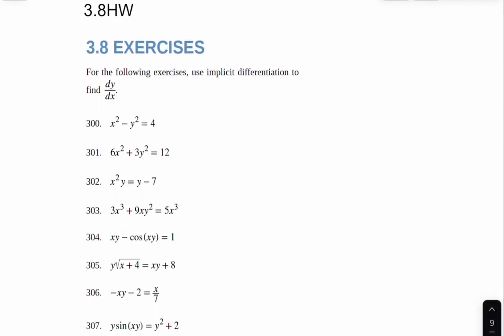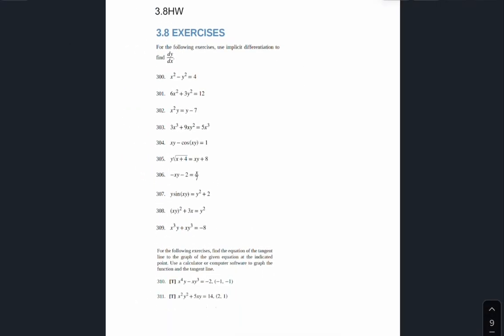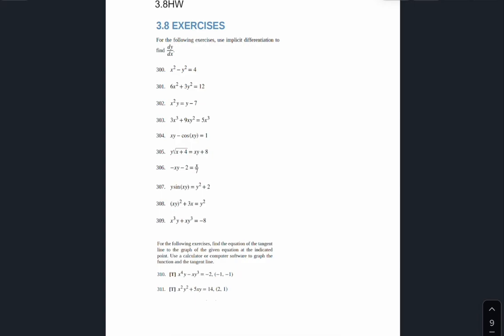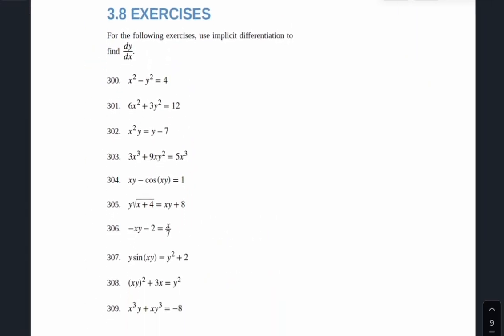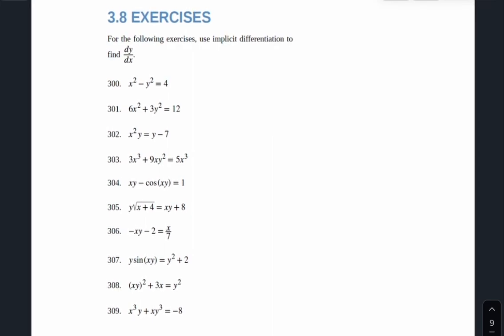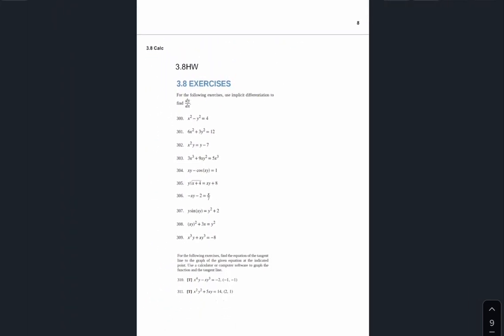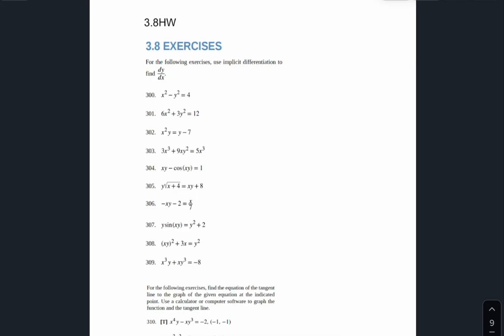Okay, now you have just one or two word problems. The rest are implicit. You just need to practice that. Okay, so there is 3-8. Do your thing and good luck.